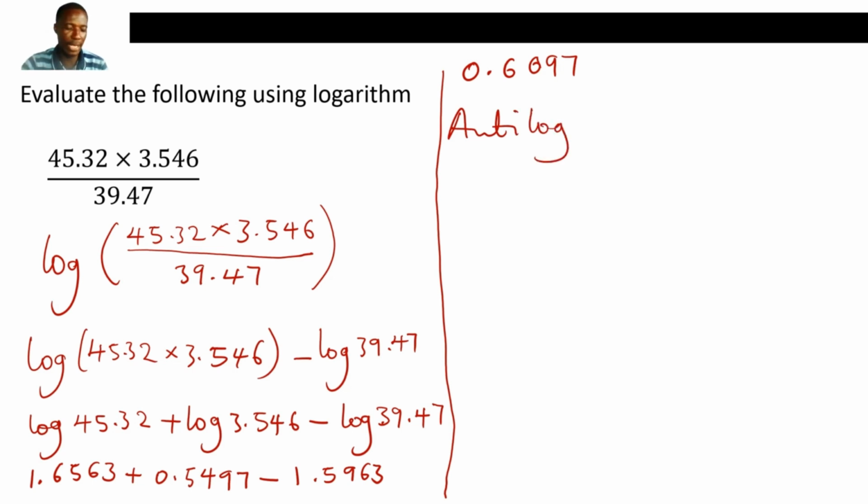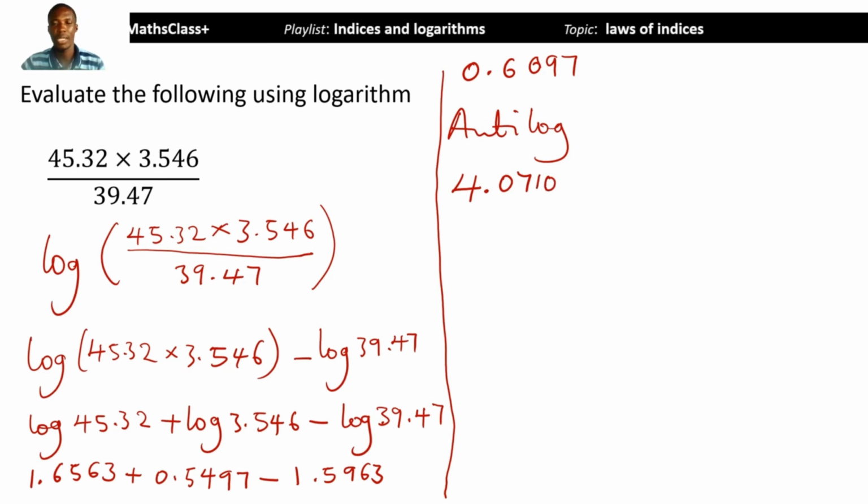So when we find the antilog of the value, we will get 4.0709. Okay, so I can approximate and it will become 4.1. So this is it. This is how we use logarithm to evaluate an expression. It's very simple, isn't it?